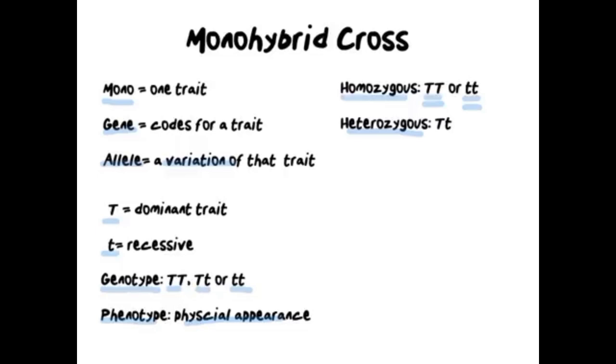Heterozygous, on the other hand, means different. So that means that hetero will have one capital letter and one small letter. It's important to know that we only use these words and terminology when we are referring to the genotype. We don't use these to describe the phenotype.